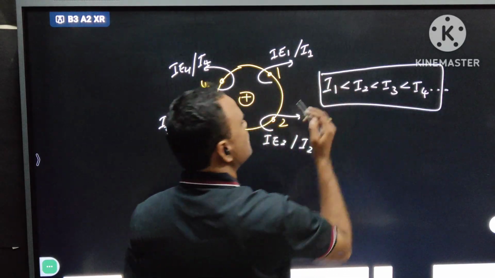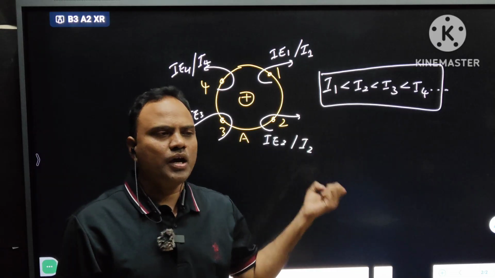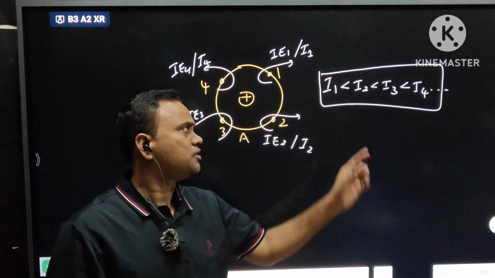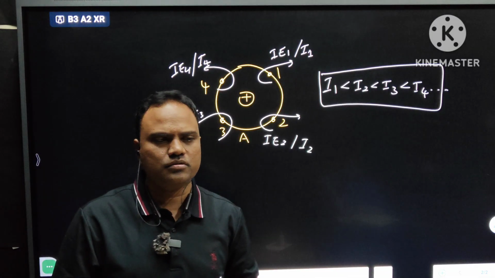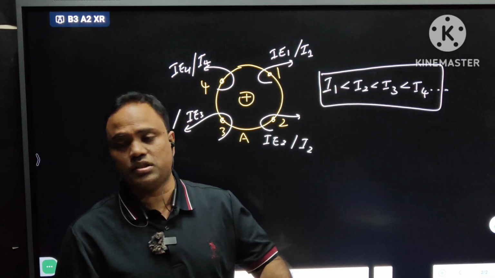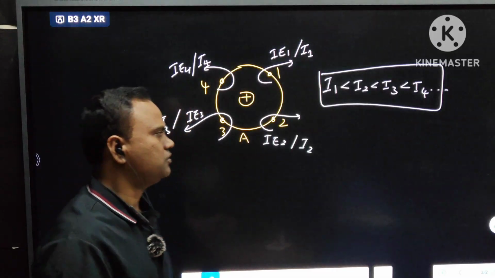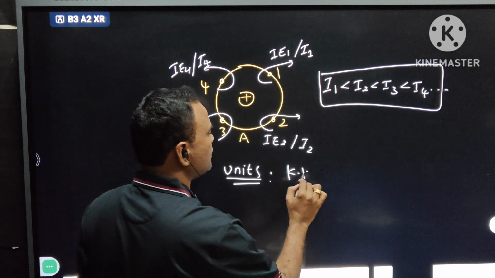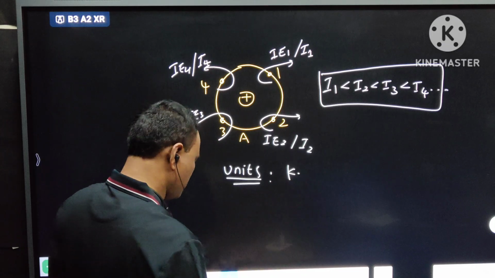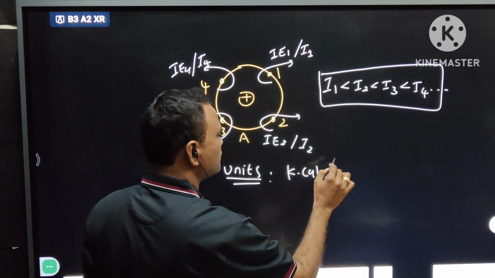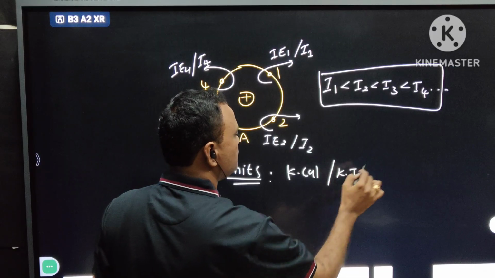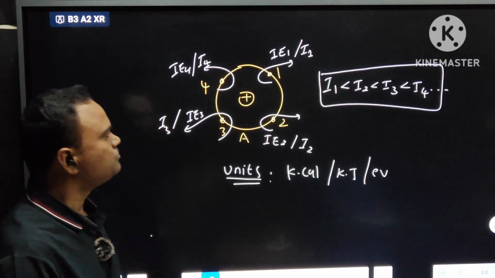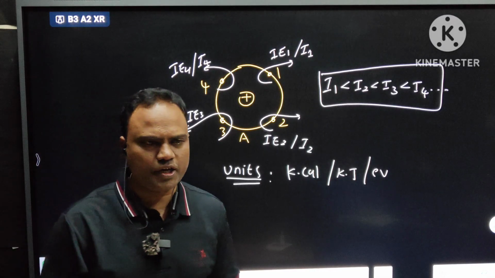So we can remove the first electron easily. I1 less than I2 means you can remove the first electron easily. Removal of the second electron is a little bit difficult. The third electron is highly difficult, and the fourth electron is highly difficult. What are the units of ionization energy? Energy units: kilocalorie or kilojoules, or sometimes even electron volt. This is the basic definition of ionization energy.